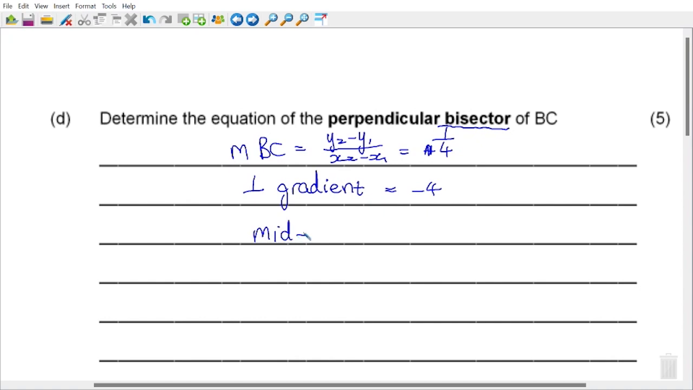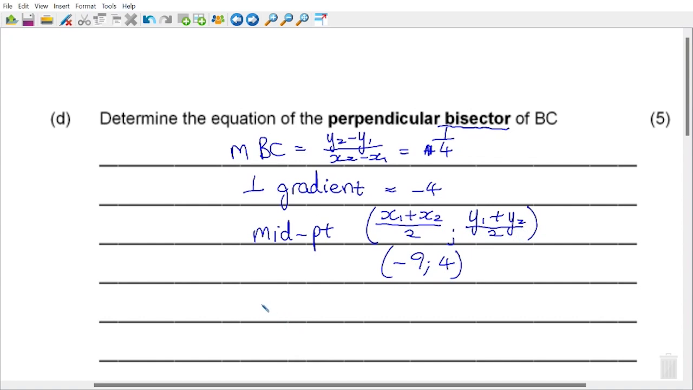So remember, our midpoint formula also gets provided. Our midpoint formula is just the average of the x-coordinates of the endpoints. So in other words, we add them together and divide by 2, and the same with the y values. So y1 plus y2 over 2. If we put point B and point C into there, we actually get that the midpoint is -9, 4. So now we have a gradient and we have a point.